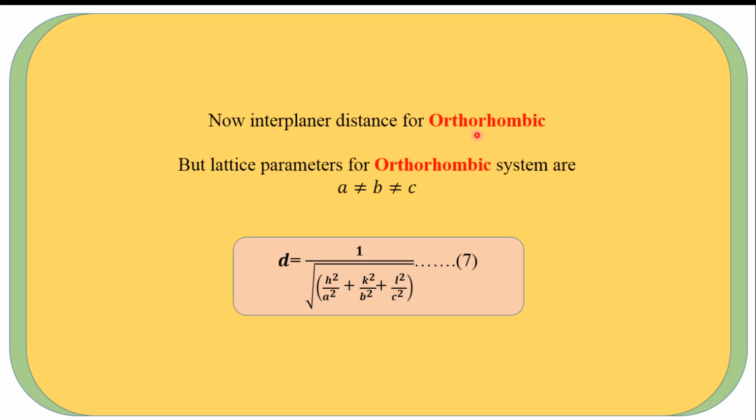Now interplanar distance for orthorhombic, we have already seen. Lattice parameters for orthorhombic system are a is not equal to b, b is not equal to c. So we can write d is equal to 1 upon under root h square divided by a square plus k square divided by b square plus l square divided by c square. So this is equation 7 for orthorhombic system.